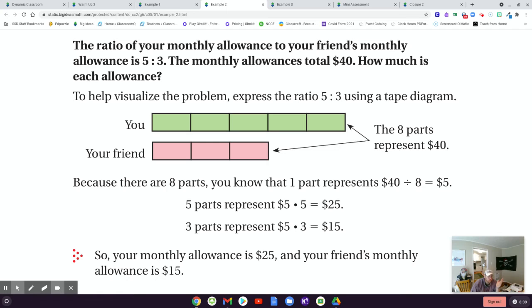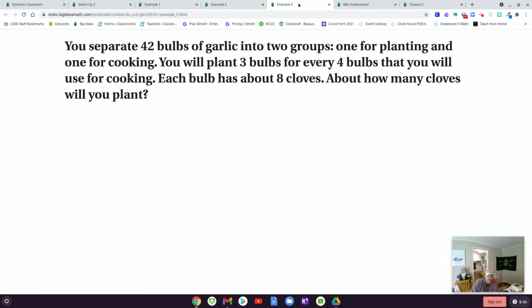Sometimes it'll ask you how much more your allowance is than your friend's, in which case you would subtract those and you'd say, oh, I make 10 more in my allowance. Okay, so that's an example of how to solve. These tape diagrams are super helpful. So let's jump into this one.